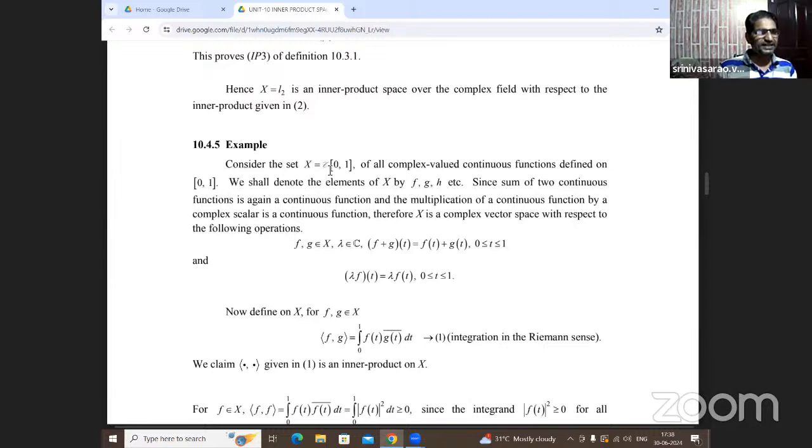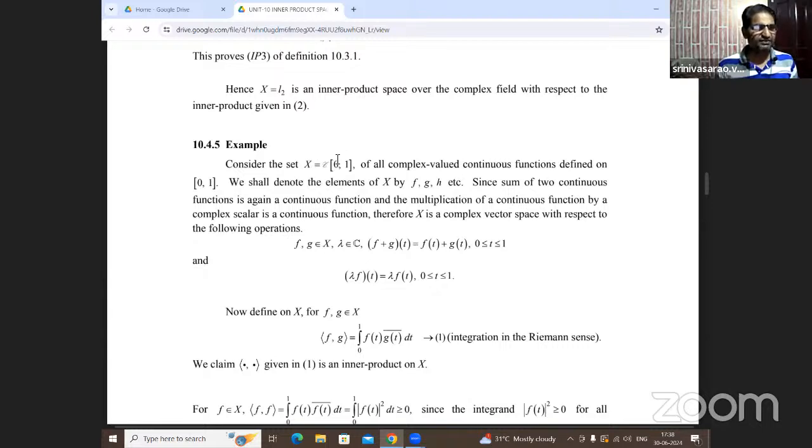The fourth example is the complex valued functions defined on the closed interval [0, 1]. This is also a given set. This is only mentioned here, not verified. Okay, just the definition. This type of question is given in the final examination. Students, listen carefully. Here capital X equals script C of the closed interval [0, 1]. It is read as the set of all complex valued functions defined on the closed interval [0, 1]. Okay. This is also an inner product space under the vector space, under the inner product.